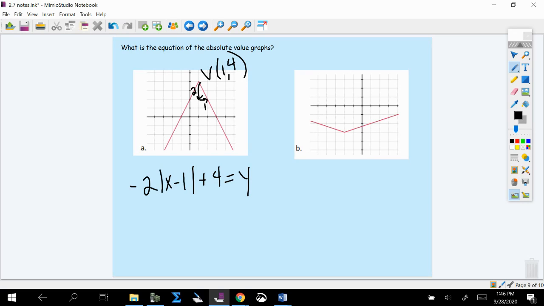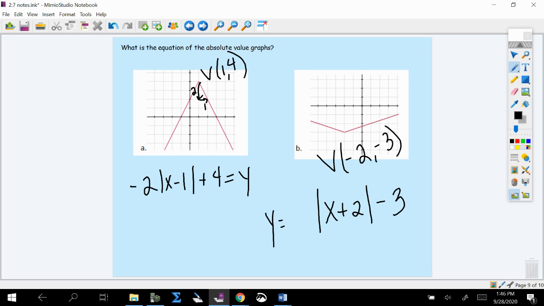This one over here has a vertex going left 2, down 3. So my vertex is (-2, -3). That means my equation, since it goes left, is going to be x plus 2. And since it goes down, it's going to be minus 3. And then the slope: it's going up 1 and right 3. So if I go up 1, right 3, it has a slope of positive 1 over 3. And it is positive because it opens up.